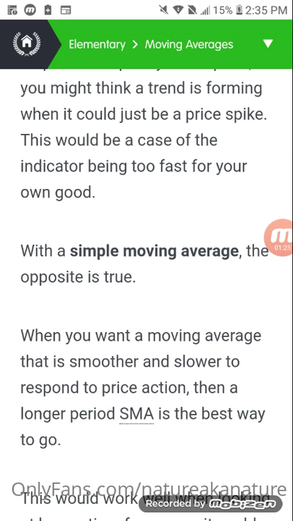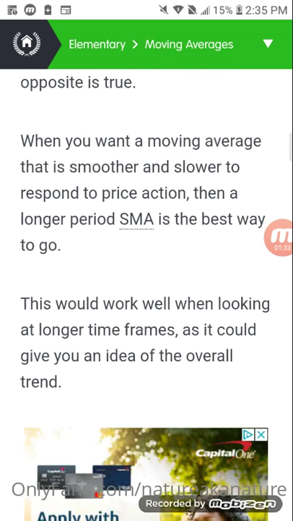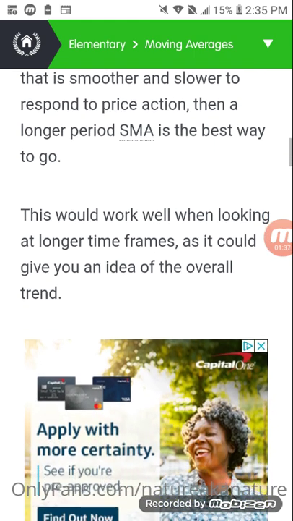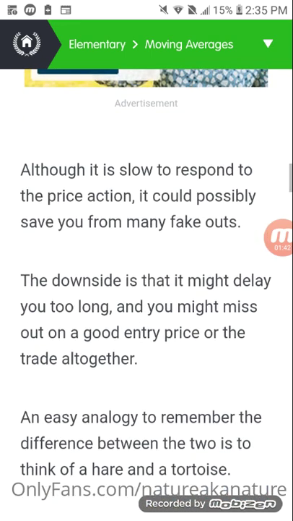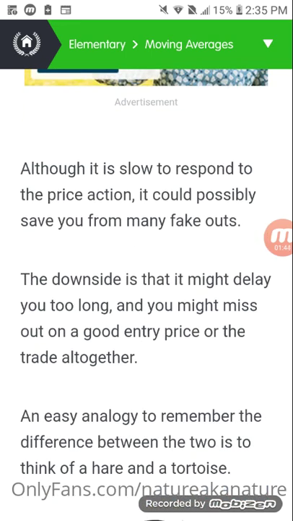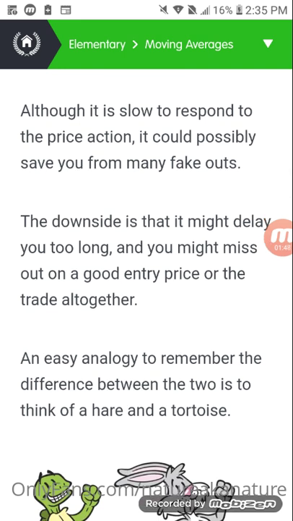With the simple moving average, the opposite is true. When you want a moving average that is smoother and slower to respond to price action, then a longer period SMA is the best way to go. This would work well when looking at longer time frames, as it could give you an idea of the overall trend. Although it is slow to respond to price action, it could possibly save you from many fake outs. The downside is that it might delay you too long and you might miss out on a good entry price or a trade altogether.